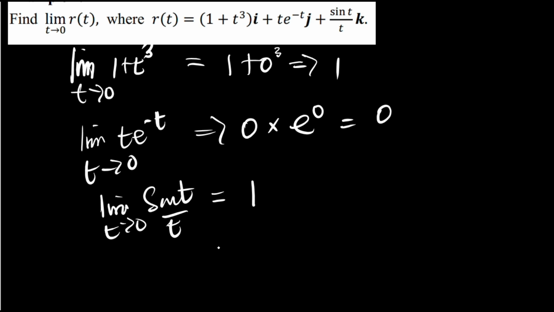So the limit of this vector function exists because the limits of the component functions, all of them, do exist. And hence the result will be 1, then 0, and then 1, which can also be written as i plus k. Remember, the j component is 0, so it can be ignored.